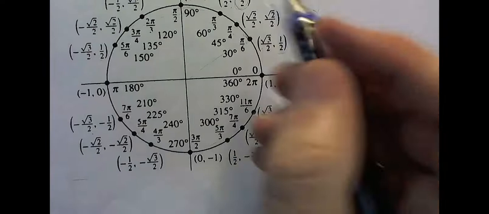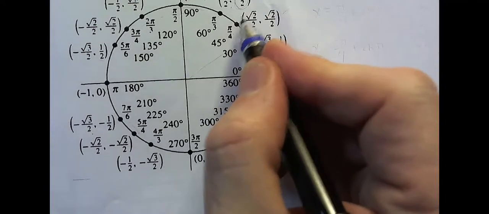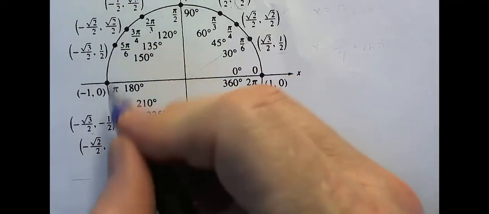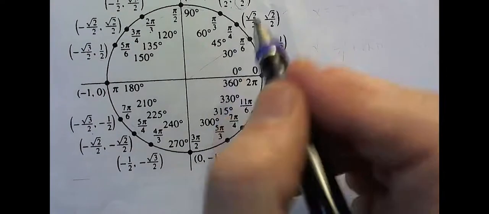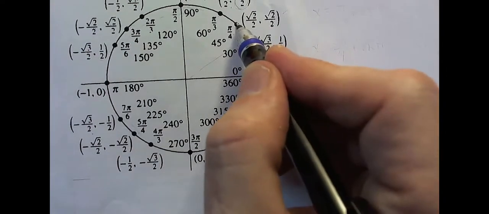Now notice that in every quadrant we have a solution. So we could do this. Let's just write down what the solutions are. We could say, okay, I've got a solution at pi over 4 plus 2k pi.